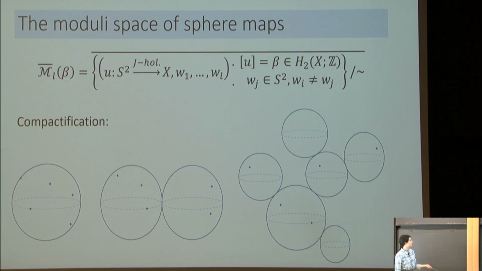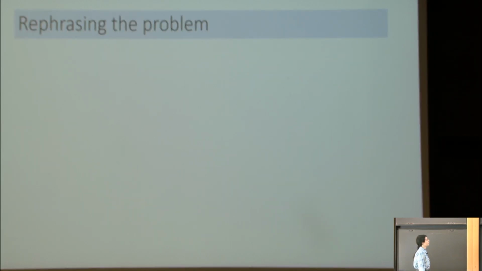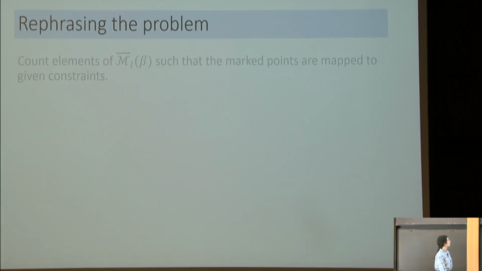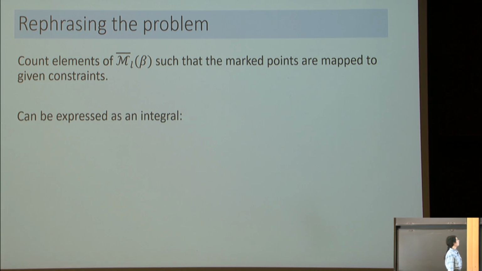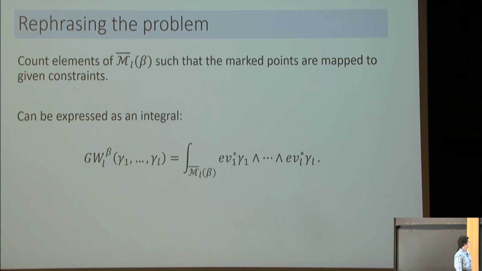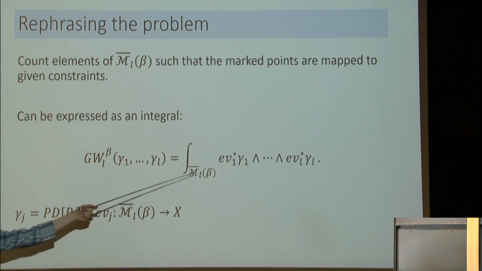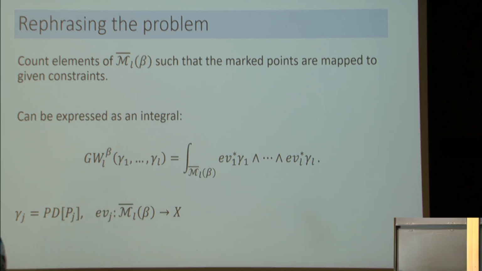Okay, now we have this lovely moduli space. We can rephrase the problem of counting curves with constraints. We say, well, now what we want is elements of this moduli space of maps with marked points, so that the marked points are mapped into fixed constraints. One way of writing it down is by writing an integral. Now, if you're not comfortable with differential forms, no worries. All I want you to take from this expression is that it's some integral over that moduli space. If you are comfortable with differential forms, I will elaborate a little bit.